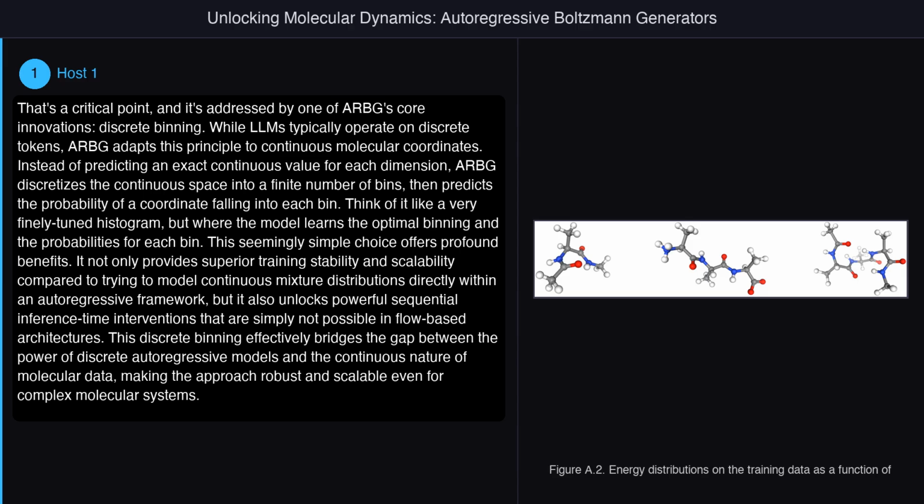It not only provides superior training stability and scalability compared to trying to model continuous mixture distributions directly within an autoregressive framework, but it also unlocks powerful sequential inference time interventions that are simply not possible in flow-based architectures. This discrete binning effectively bridges the gap between the power of discrete autoregressive models and the continuous nature of molecular data, making the approach robust and scalable even for complex molecular systems.